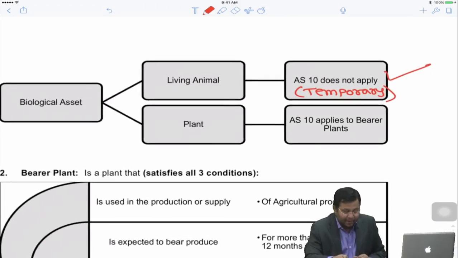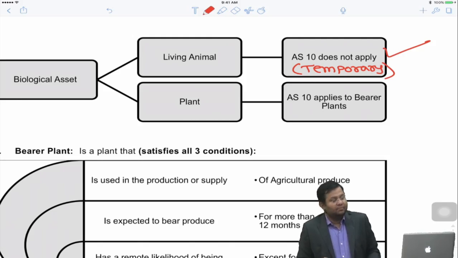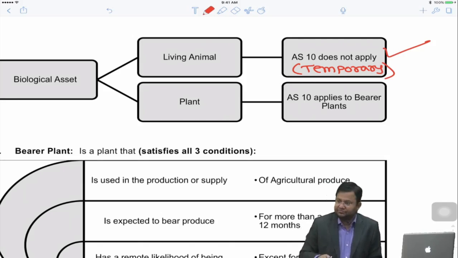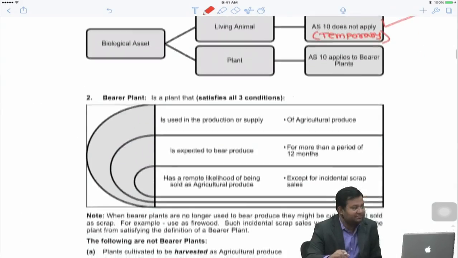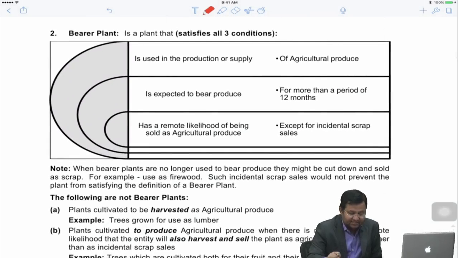टेम्पररी प्लांट के अंदर 2 टाइप के प्लांट होते हैं, बेरर एंड अदर्स. के लिए AS10 अप्लीकेबल नहीं है. AS10 अप्लाइज ओनली टू बेरर प्लांट्स. कुछ समझा क्या आपको? अभी क्या है बेरर प्लांट का मतलब? बेरर प्लांट इज अ प्लांट विच सेटिस्फाइज all 3 conditions.